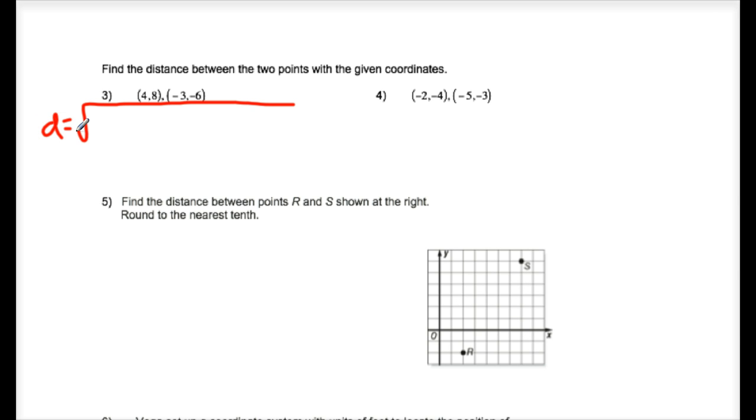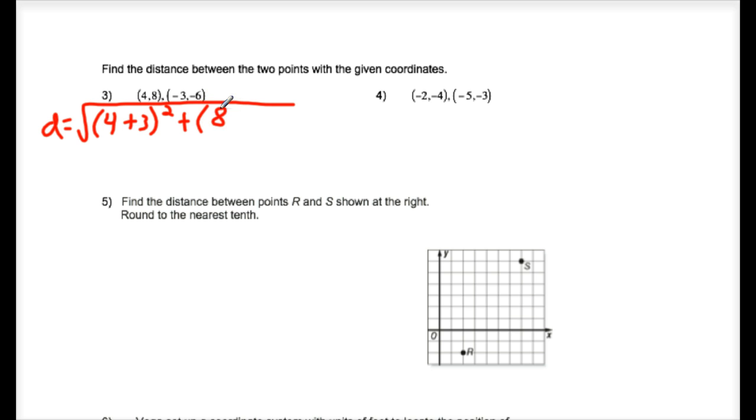Nowhere in there does it say you had to graph them. So let's just use the distance formula. D equals big long square root symbol. Donnie, first x value. 4 minus negative 3. Can I go right to plus 3? Yes. Squared plus, keep going, Don.